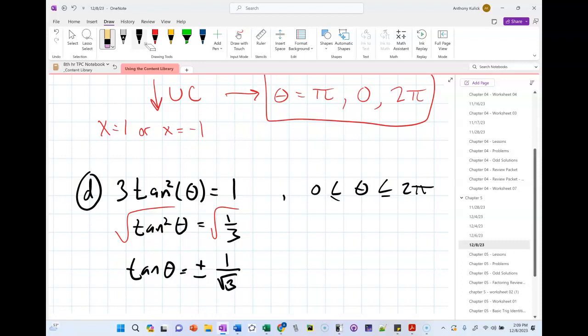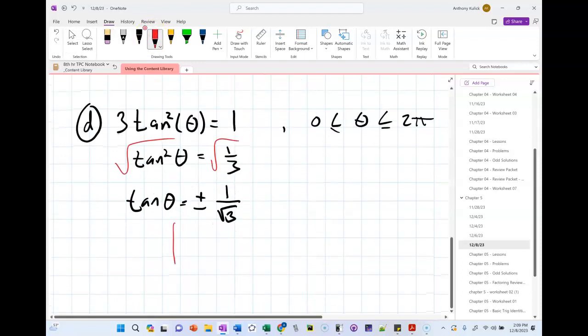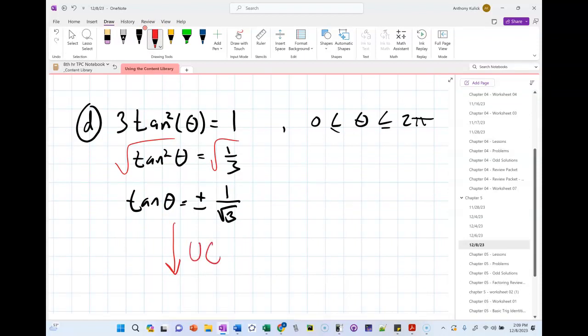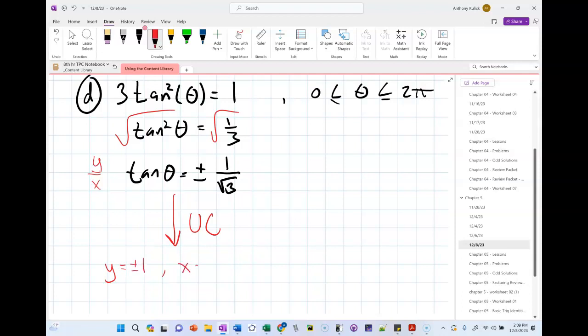Well, if this is going to be a final answer, I would. But since it's not a final answer, it's just something along the way, I wouldn't bother with it. Because what am I going to do now that I have the tangent by itself? I'm going to go to the unit circle. On the unit circle, what is tangent? Y over x. So it seems to me I'm looking at the spot where y could be plus or minus 1, and x could be plus or minus root 3, right?